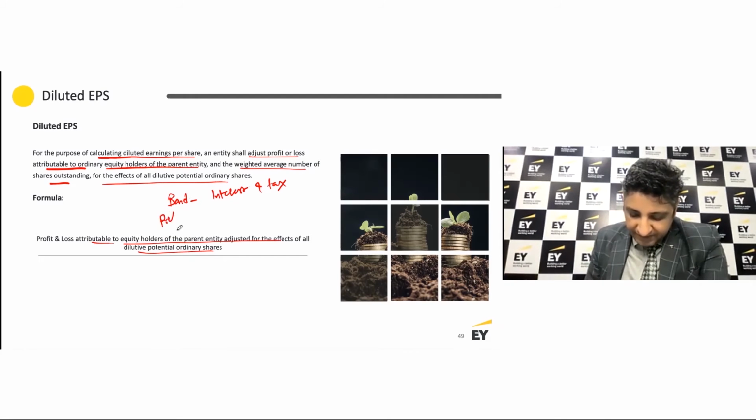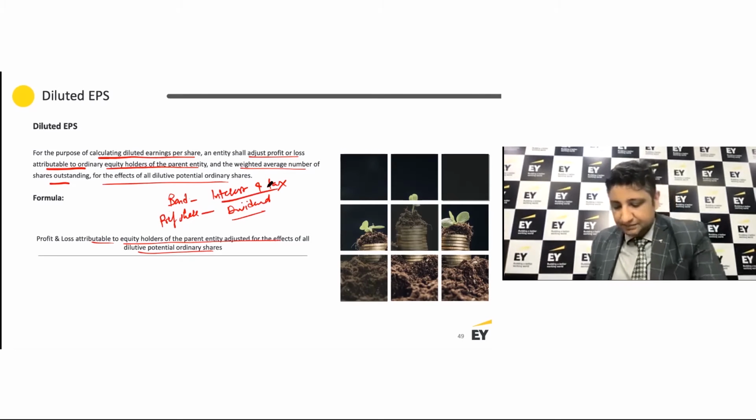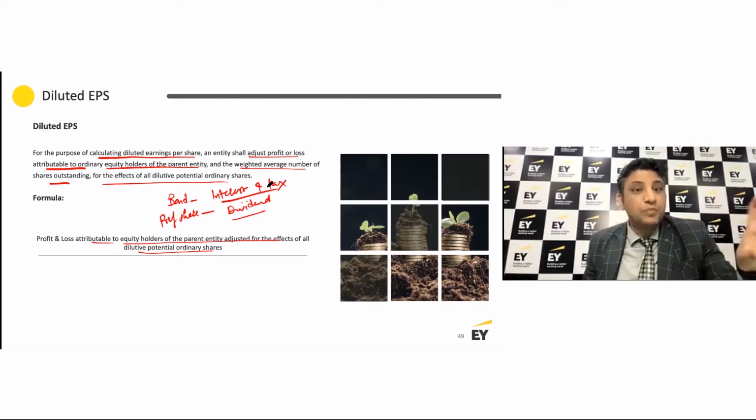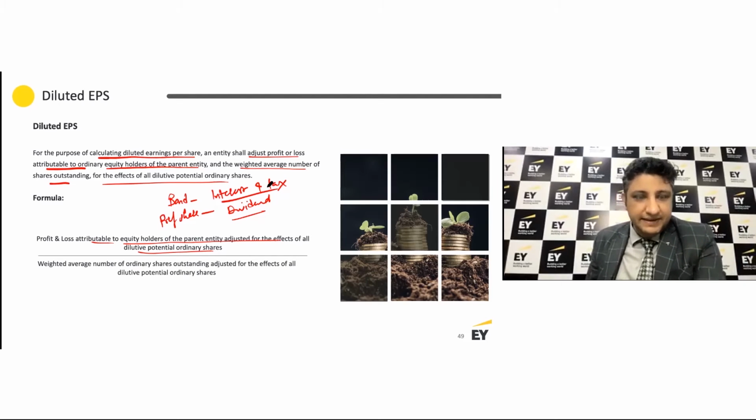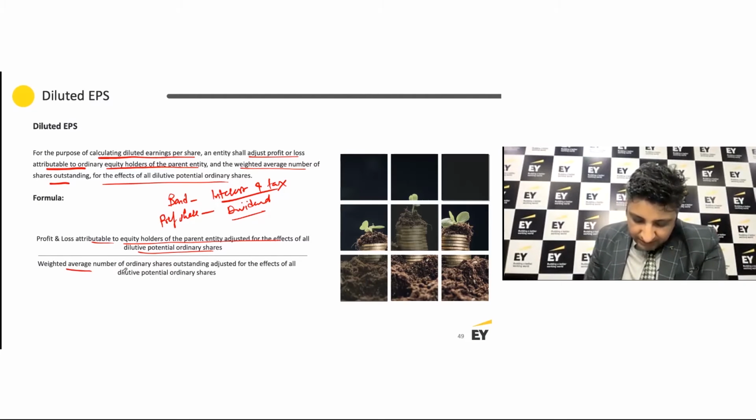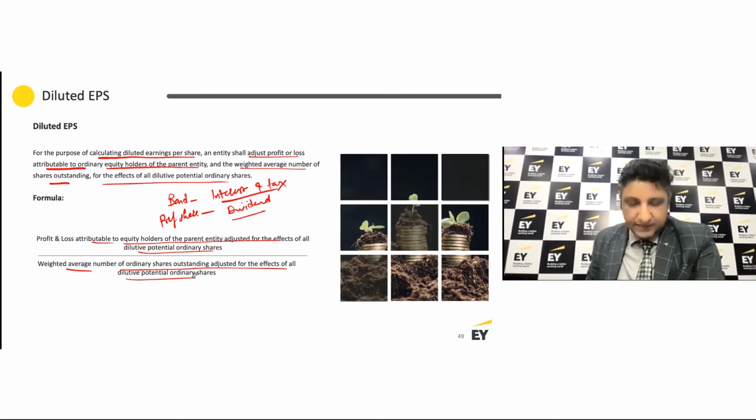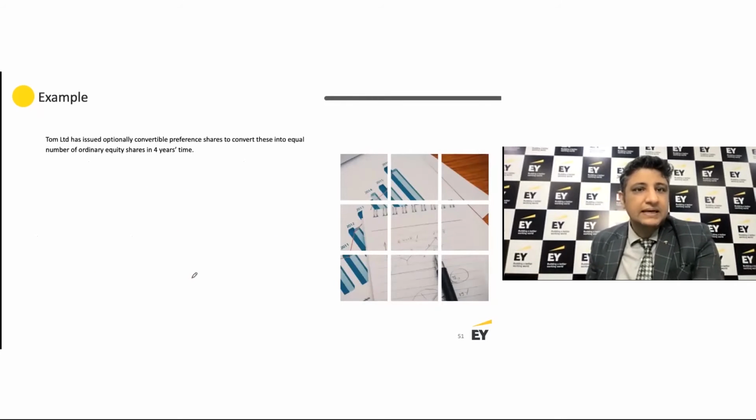If it were a preference share, a preference share may be convertible into ordinary share also, so you would take into account the dividend part of that. So you bring all these changes in, for example, at the profitability level at the numerator level. And similarly, you would change the denominator with respect to these dilutions. That's something that you want to take into consideration.